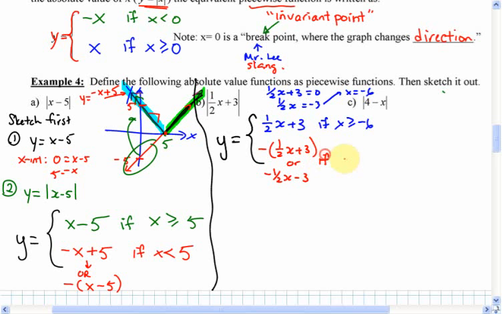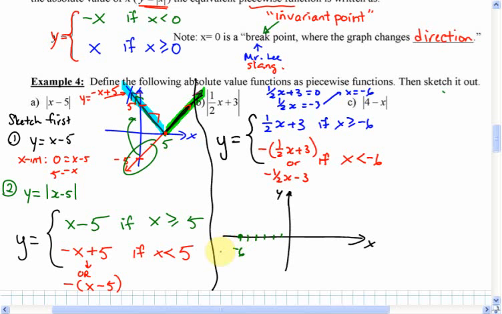What's the domain for this one? X must be smaller than. Right. Okay. Now, if I want you to make a quick sketch, it's easy. Remember, a sketch doesn't have to be very accurate. Where's my invariant or breakpoint again? It's when x equals what number? Negative 6. So 1, 2, 3, 4, 5, 6, negative 6, right there.